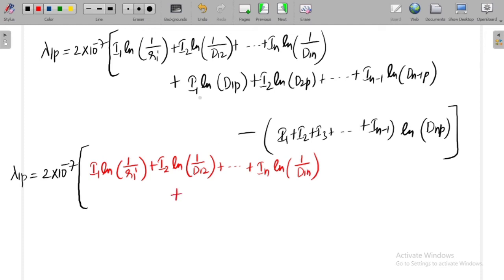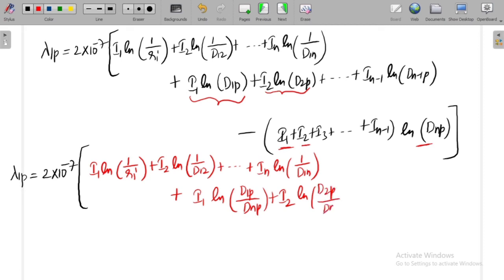Now consider here we have plus I1 times ln of this, and here we have minus I1 ln of this. So I can combine these two and write this in terms of a fraction as ln of d1p in the numerator and dnp in the denominator. Similarly for I2, you have a positive term, you have a negative term. You have In minus 1, you have a positive term and you have a negative term. Positive term will come to the numerator and negative term will come to the denominator, right? So this is the expression.